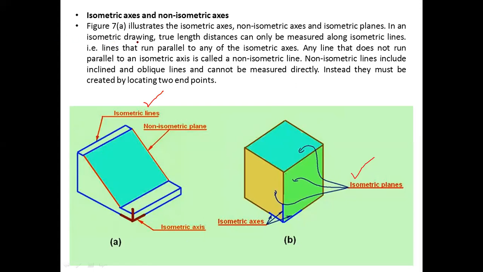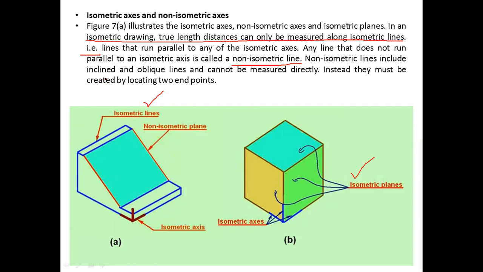Now, in isometric drawing, true length distances can only be measured along isometric lines. This is very important, you note this down. The lines which are parallel to the isometric axes are called isometric lines. Here is the definition given. The lines that run parallel to any of the isometric axes are called isometric lines. Any line that does not run parallel to the isometric axis is called a non-isometric line.